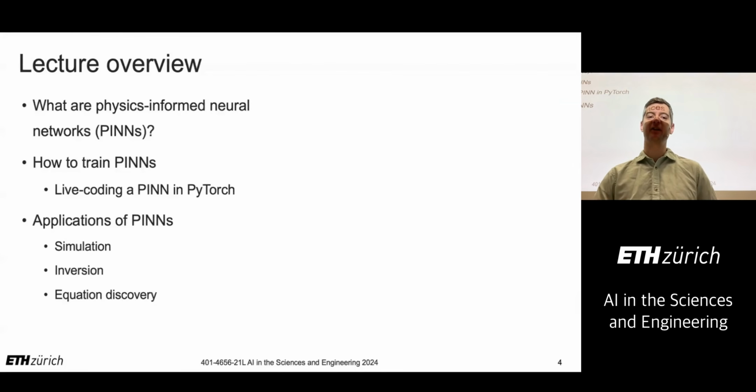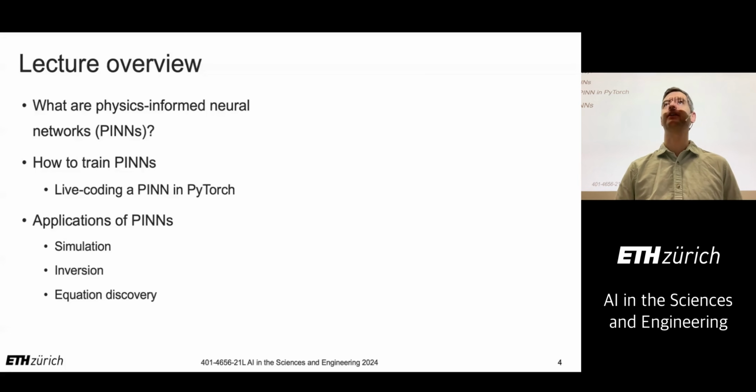So yeah, how does this lecture look? So first of all, I'm going to give you a very high-level description of what physics-informed neural networks are, a really simple description. Then, hopefully, if it works, I'm going to try and do some live coding to show you just how easy it is to train a physics-informed neural network in PyTorch, just in a few lines of code.